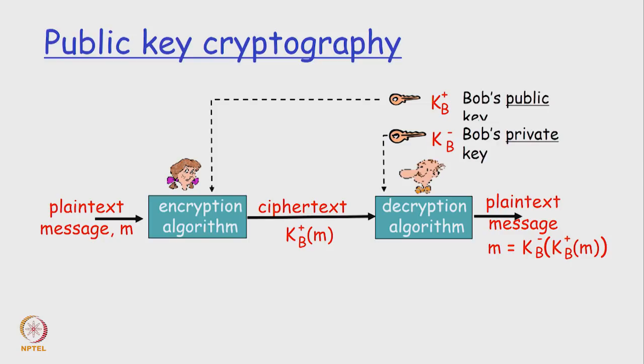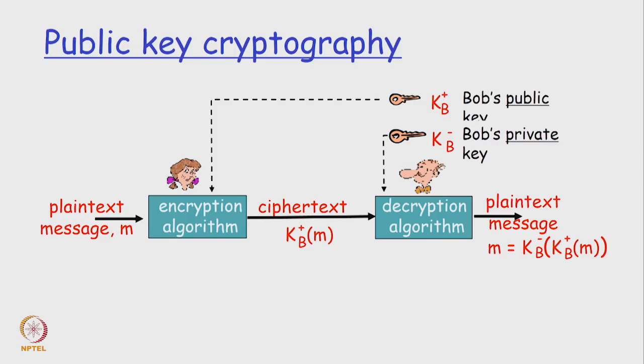For all public encryption, anybody who wants to communicate with me can use my public key, and then I need to have a private key which helps me get back the message. So the public key and the private key are matched, one to one, in such a way that if I take M and encrypt using the public key, we get KB plus of M, and I decrypt using the private key, KB minus of this. So KB minus of KB plus of M should be back to M.